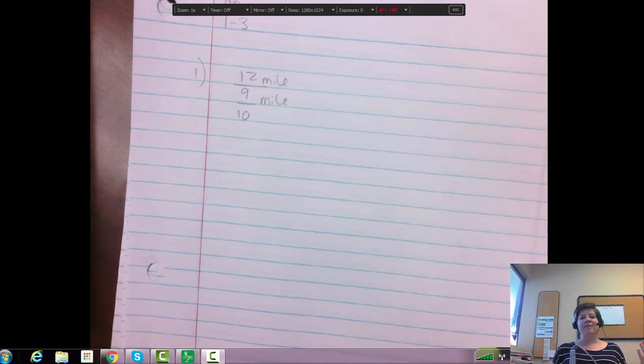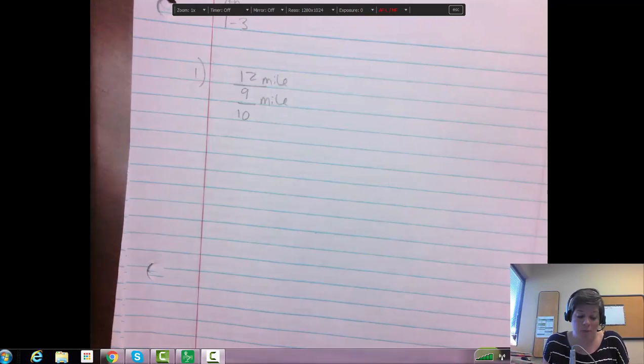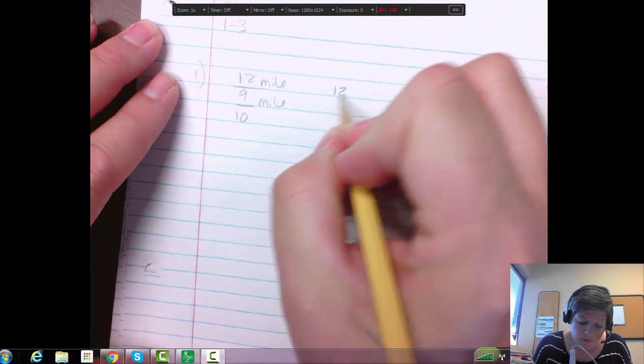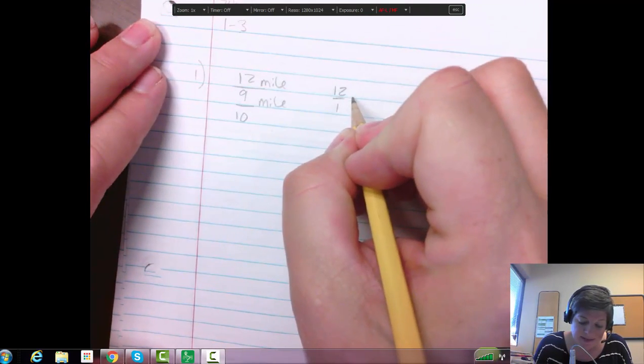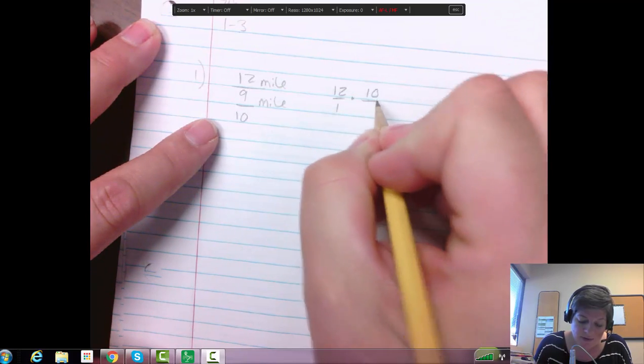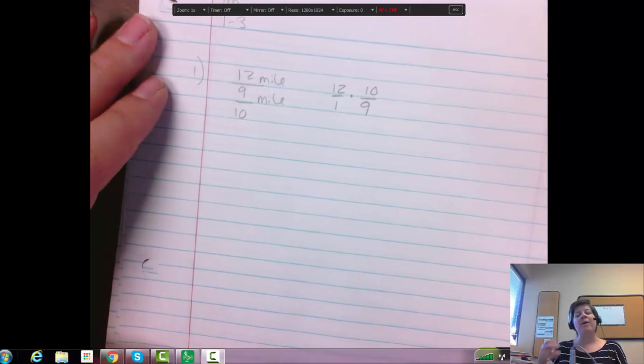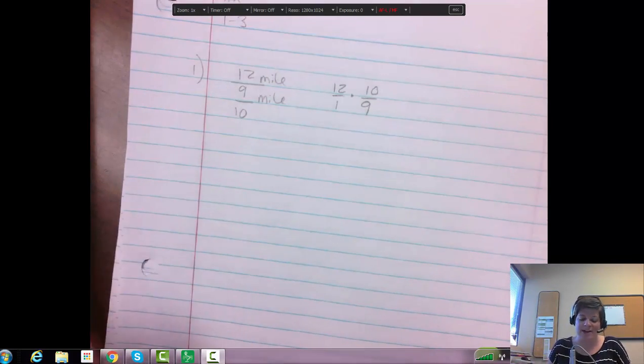All right, so I'm dividing by a fraction. What do I do when I divide by a fraction? I have to flip it and multiply. So I'm going to keep the 12, and you can think of it as 12 over 1. So 12 over 1 miles times 10 over 9. And that's how I can reduce it into a fraction in simplest form.